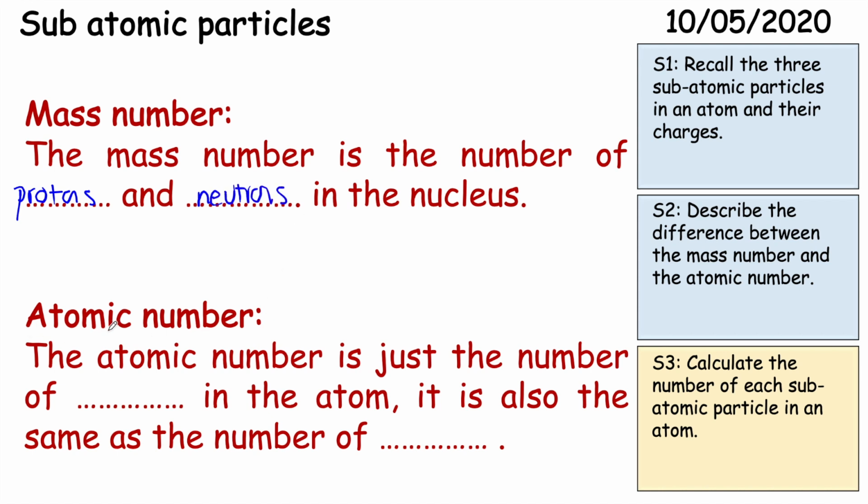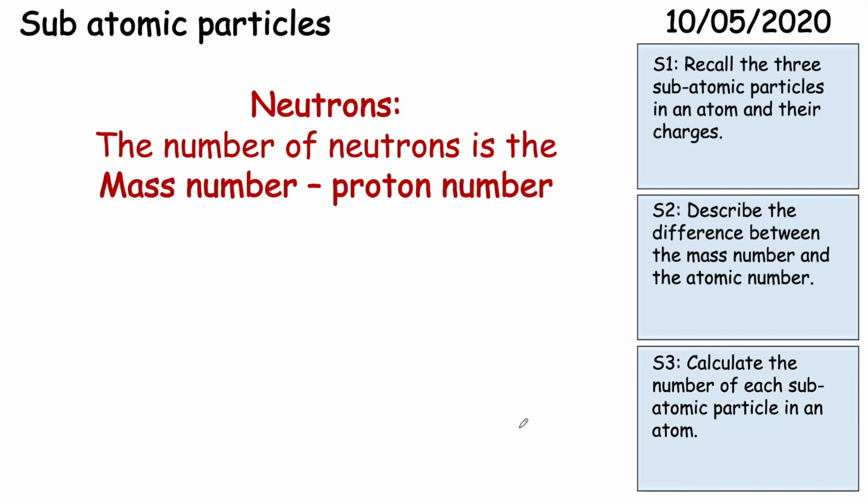The atomic number is just the number of protons in the atom. It is also the same as the number of electrons. Hopefully you got that right, and we can move on to the next stage, which is calculating the number of neutrons in an atom. To do this, it's the mass number minus the proton number, or the atomic number.